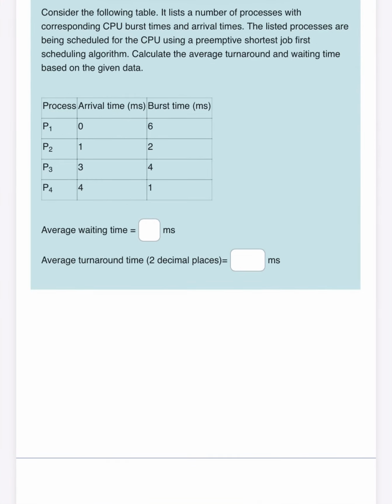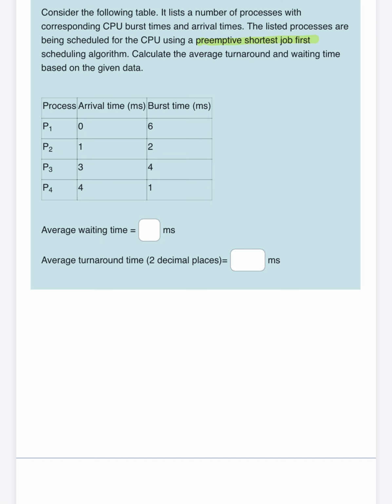Hi everyone. In this video, I'm going to solve another problem from operating system topic, specifically CPU scheduling. As you see here, we need to use the preemptive shortest job first scheduling algorithm, and we have four processes with different arrival time and different burst time.